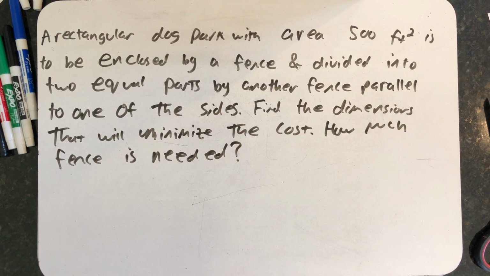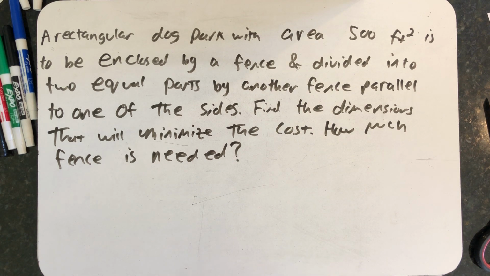A rectangular dog park with area 500 square feet is to be enclosed by a fence and then divided into two equal parts by another fence parallel to one of the sides. Find the dimensions that will minimize the cost. How much fence is needed?